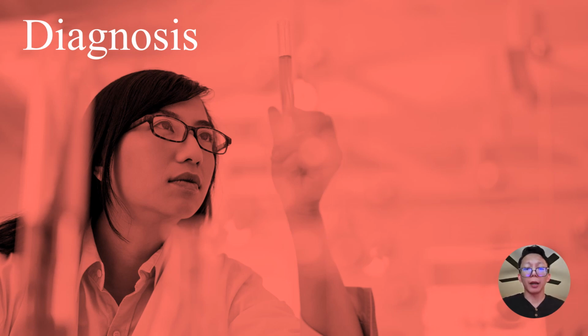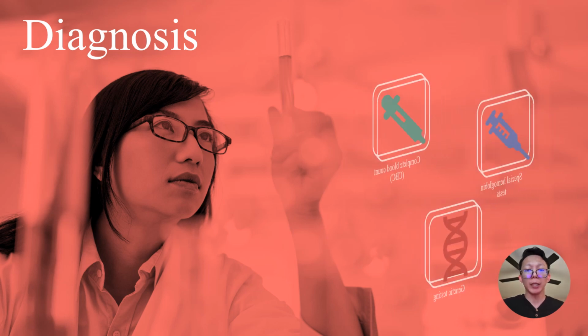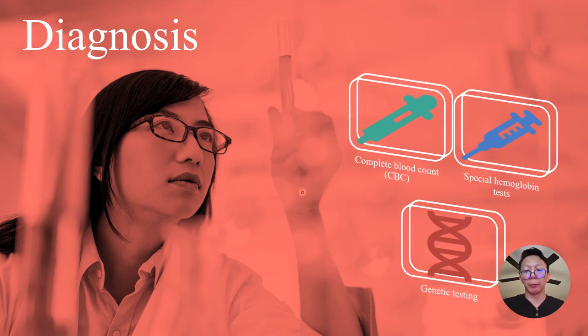Diagnostic tests for thalassemia usually involve the following. We have complete blood counts, which help measure the hemoglobin levels. We also have specific hemoglobin tests, which identify abnormal hemoglobin variants. And lastly, we have genetic testing, which helps detect the genetic mutation.